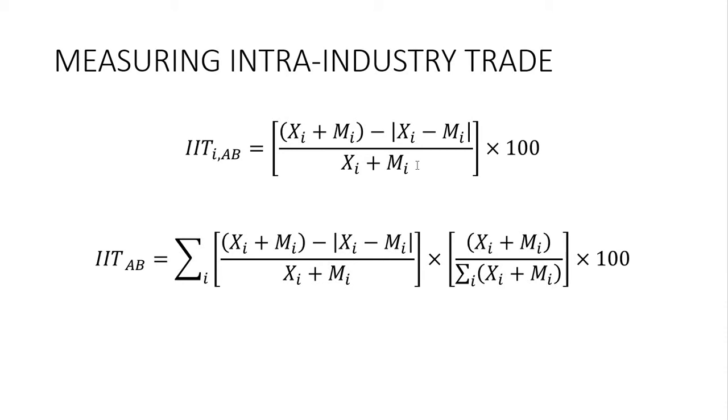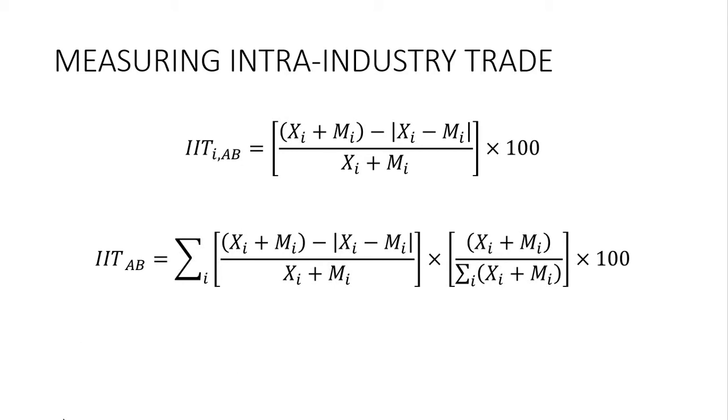And when you want to compute the total indicator for intra-industry trade volume for two countries A and B, you calculate it as the weighted sum of all the industries, where this component is the share of industry i in the total international trade within all the industries.